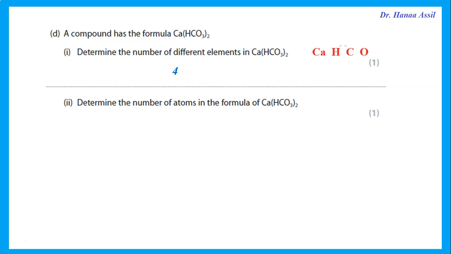But if the question says determine the number of atoms, what is the total number of atoms? So the first question says the number of different elements. Now we want the number of atoms. For this compound, I have 1 calcium, 2 hydrogens, 2 carbons, and 6 oxygens. Can you see that? Any number inside, so the 3 applies only to oxygen, but the number outside the bracket applies to everything inside the bracket, so the total number of atoms is 11.